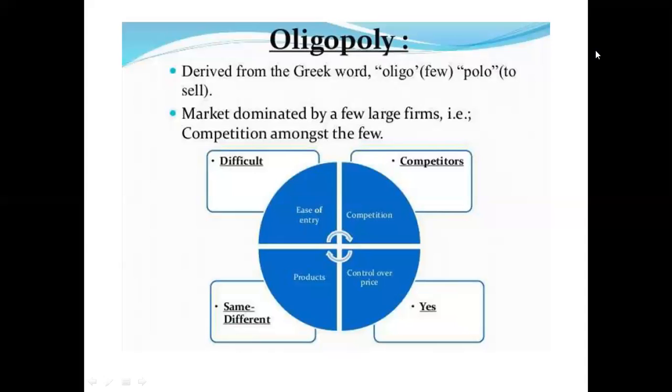So what is oligopoly? The word oligo is also derived from a Greek word which means few. Poly means to sell. So it is a market dominated by few large firms. That is the competition among the few. So the features are: ease of entry is difficult. Competition is there, but the competition is amongst the few. Control over price is there, and they can sell same as well as differentiated products.